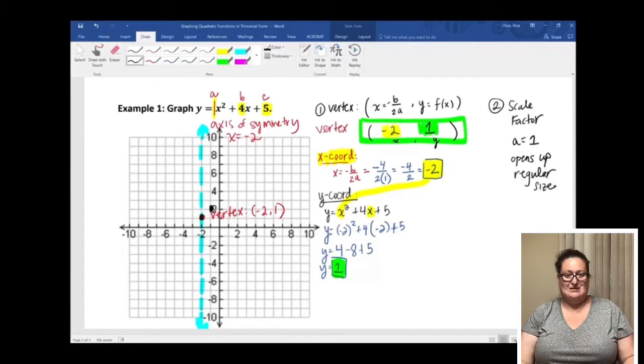And if we have a point on the right side of our axis of symmetry, we're automatically going to have a point on the left side of our axis of symmetry. For step number 3, that was the axis of symmetry, which we already completed. Now let's move on to step number 4. So step 3, axis of symmetry. Step 4, let's use the y-intercept.